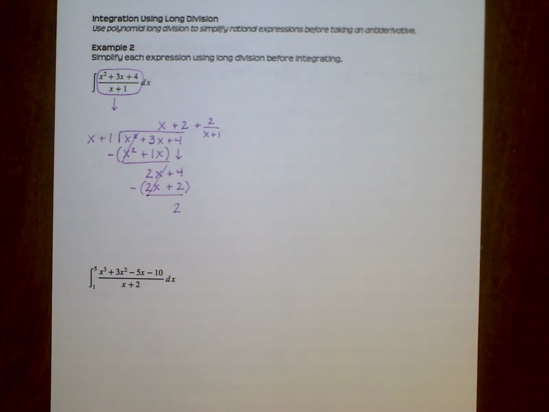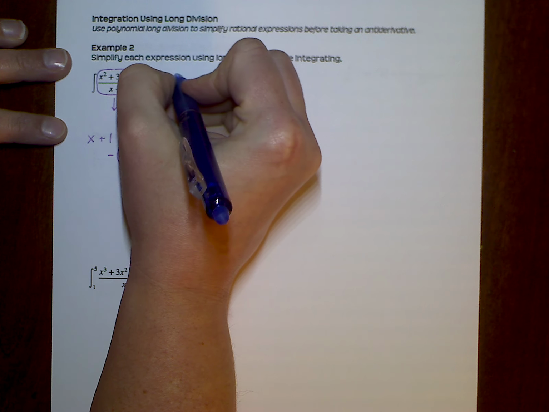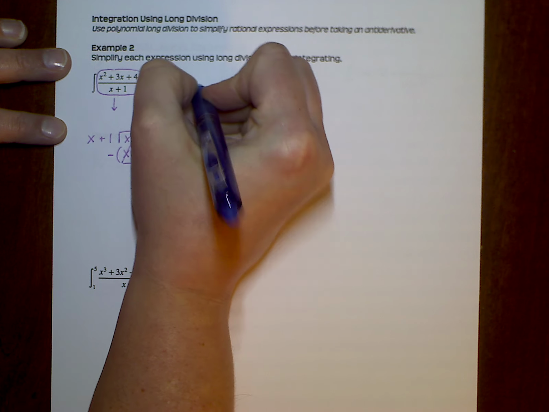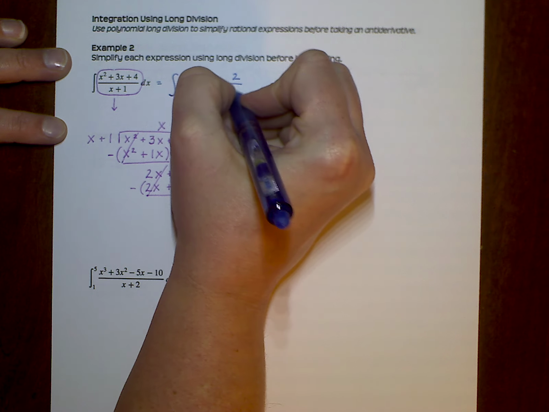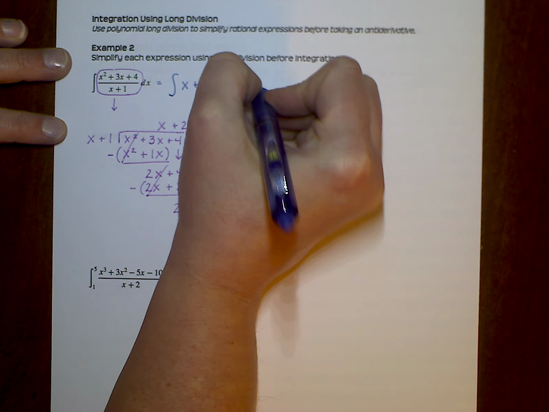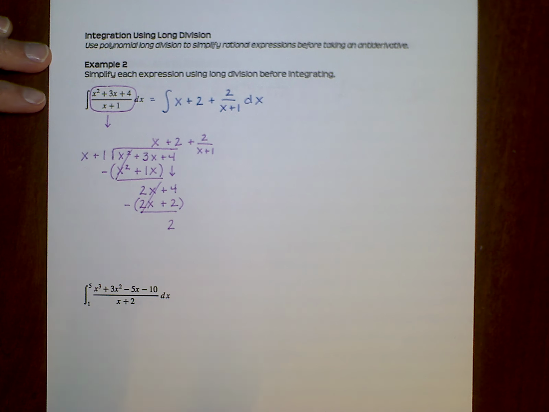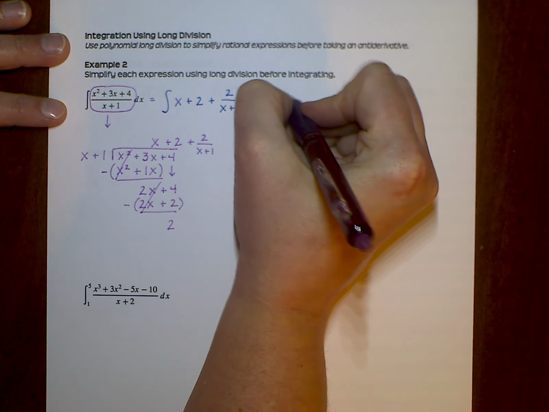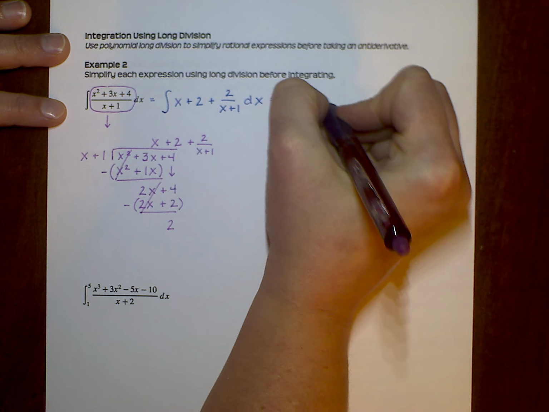Okay, so now if I go back to my original problem, I can rewrite this, and I can say, actually, what I'm doing is taking an integral of this new expression, x plus 2 plus 2 over x plus 1 dx. And then, of course, it's time to actually take the antiderivative, right? That was my whole point, was to be able to take an antiderivative. So my antiderivative of x would be 1/2 x squared. Antiderivative of 2 is 2x.